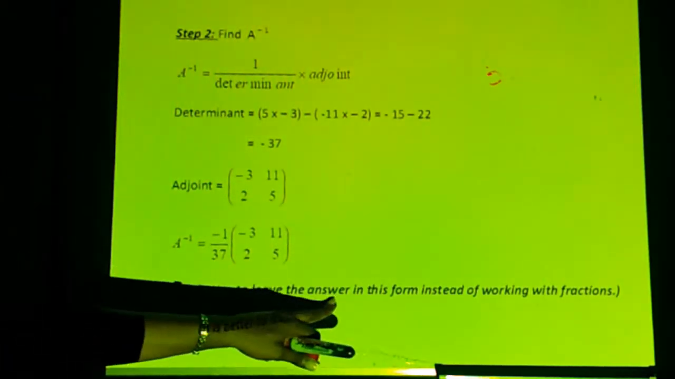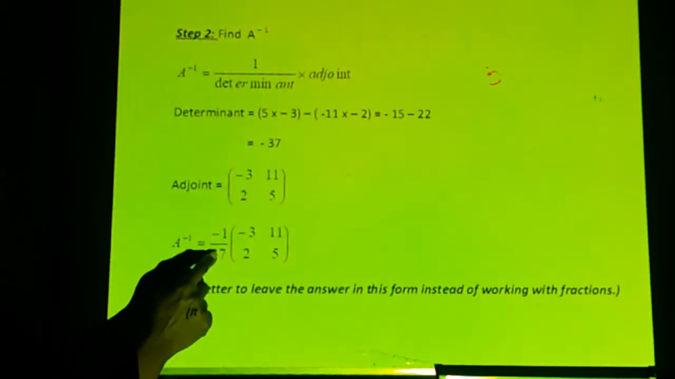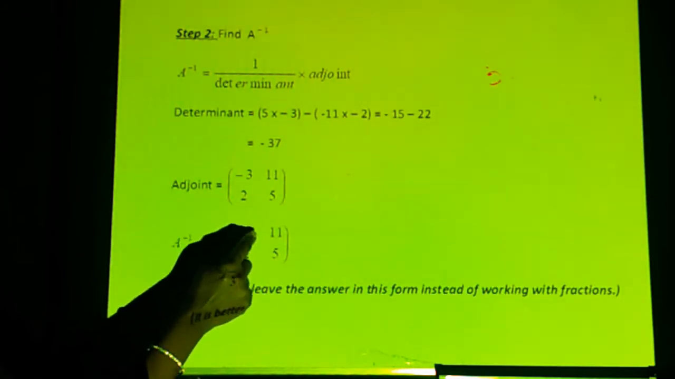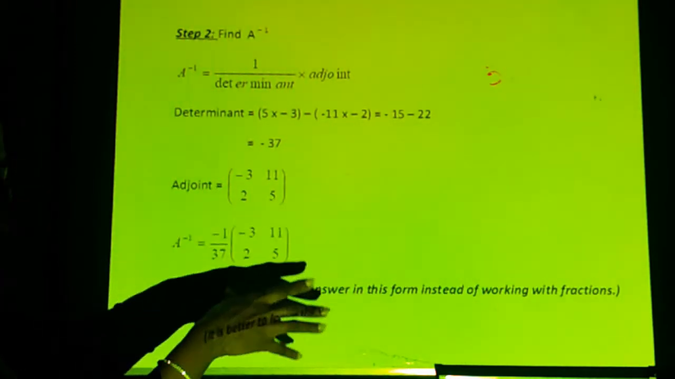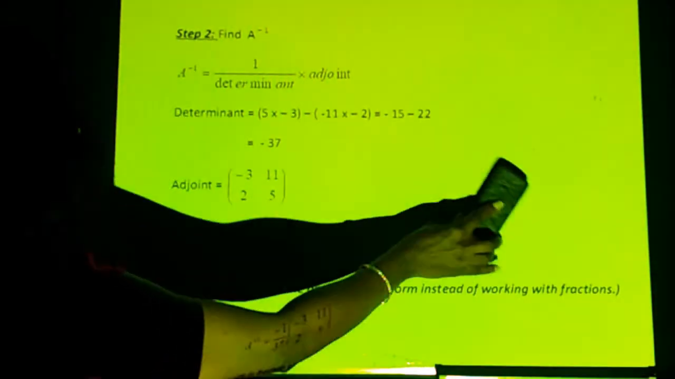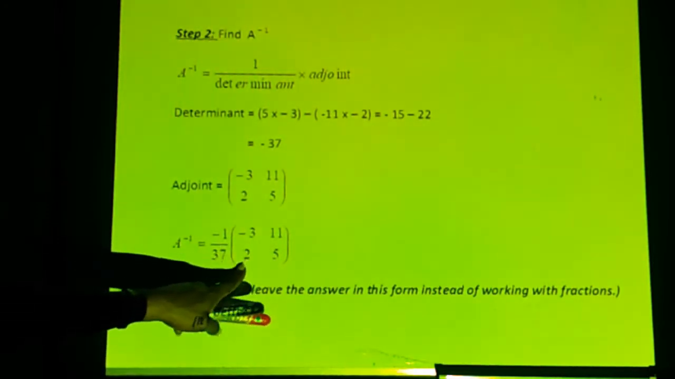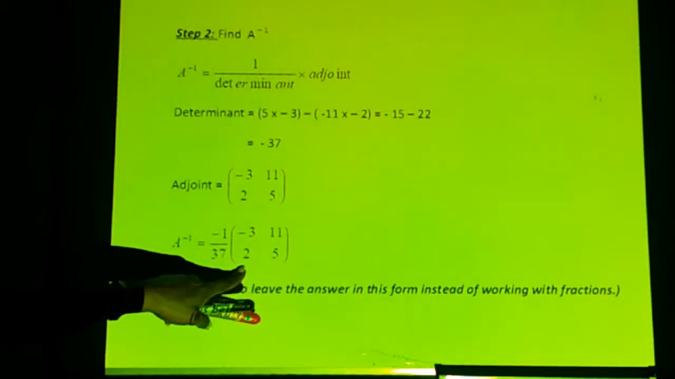Now, it is better to leave the answer in this form instead of working with fractions, because everybody knows now how to multiply two matrices. So, leave the answer in this form. You don't need to use a scalar and multiply it by each element, negative 1 over 37 times negative 3. And working with fractions is a lot more work. Okay? However, please note that they can give you in fractional form as well. So in our Take 5 series, I will give you one where we reduce this to fractional form.